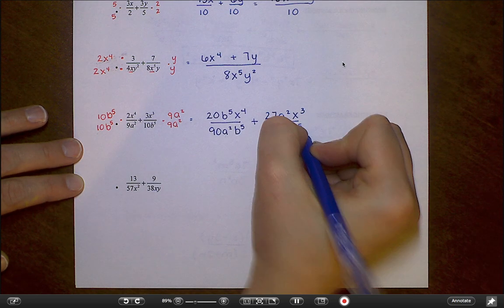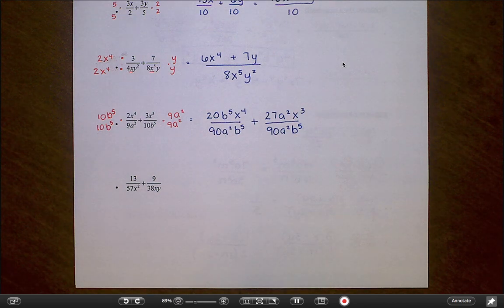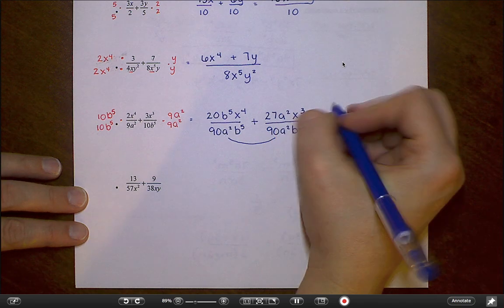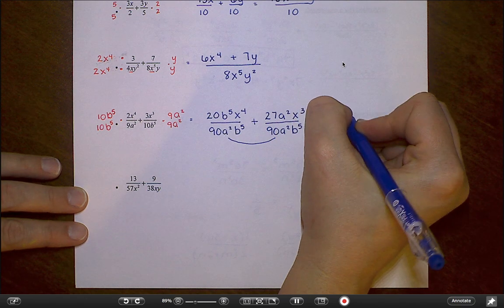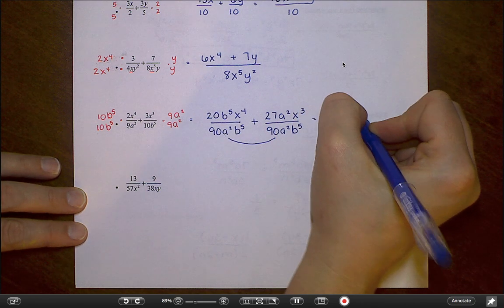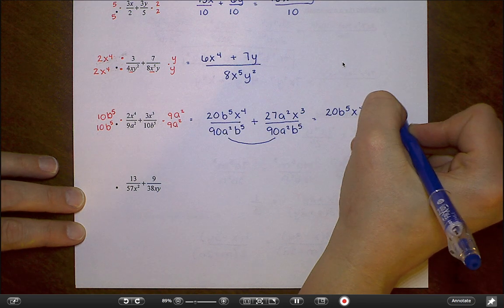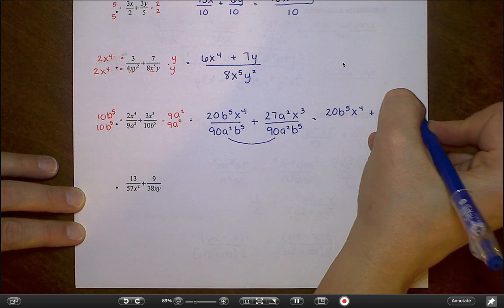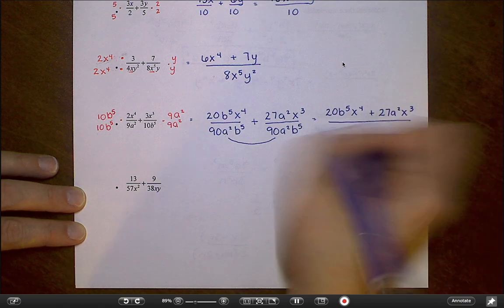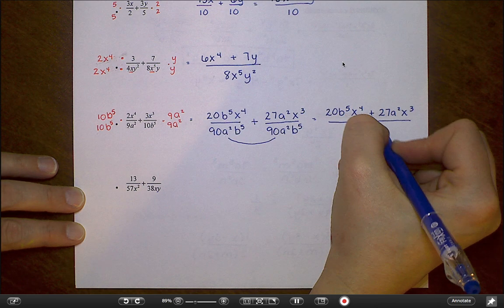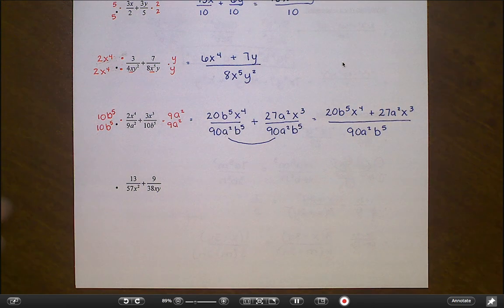And so the reason I did that, the whole purpose behind what I just did, is now my denominators are the same. And I can say this is 20 b to the 5th x to the 4th plus 27 a squared x cubed. And that whole thing would be over that one denominator, 90 a squared b to the 5th. And that would be my final answer.